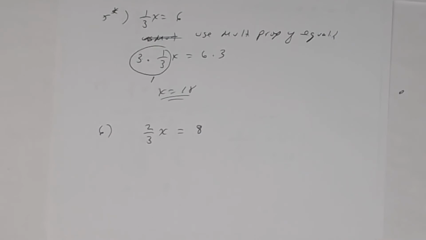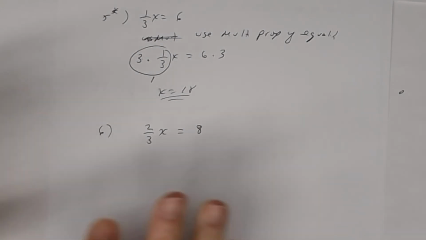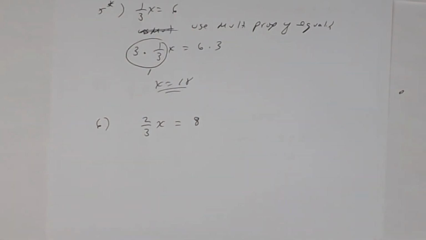Okay, let's do it both ways. Let's go ahead and do it both ways. We're going to use the division property of equality, and we're going to use the multiplication property of equality because I need for you to understand both ways, because that's going to help you later on as well. All right, so let's look at this.